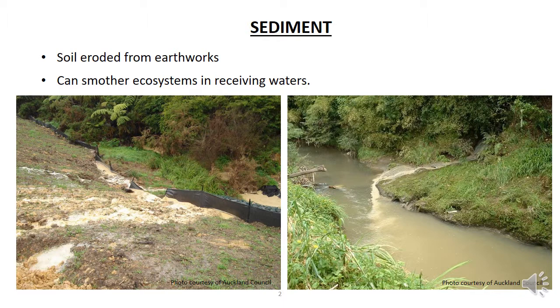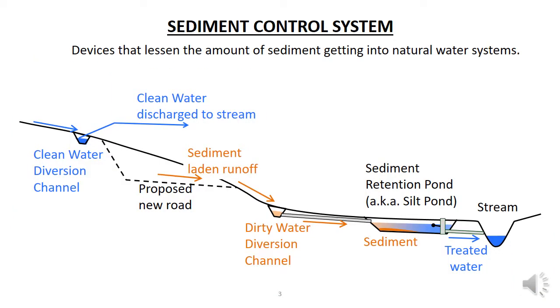Therefore, we need to minimize the amount of sediment that can enter the natural water systems when we undertake earthworks. To do this, we install sediment control systems before we expose the soil. This slide illustrates the basic processes in a sediment control system for a road being constructed in a sidling cut.